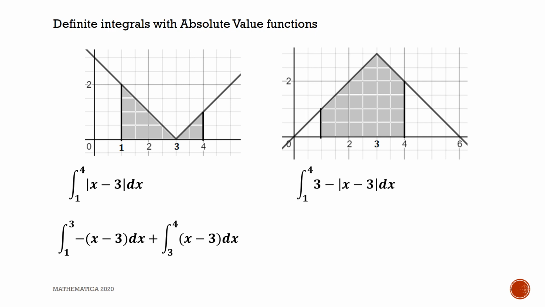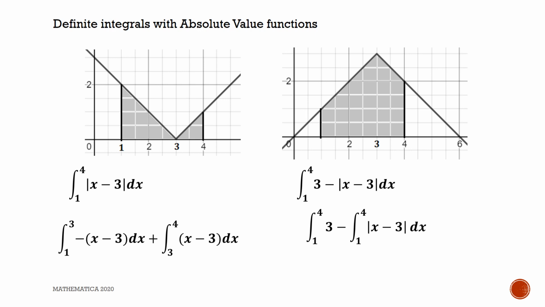The second example is 3 minus the absolute value of 3 minus x. And going back to what you did in secondary 5 or even in pre-cal, the vertex of this function is (3, 3). So what we're going to do is use those properties and break this up once again into 2 parts because I need to evaluate the absolute value once again. And here we have the absolute value of x minus 3 between 1 and 4. So we're going to evaluate the first part, which is simply the definite integral of 3, and then the second part, which is the definite integral of the absolute value of x minus 3.